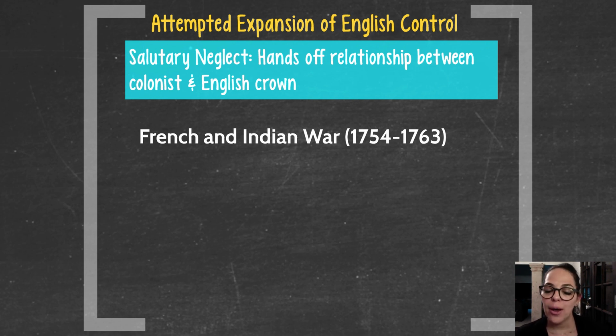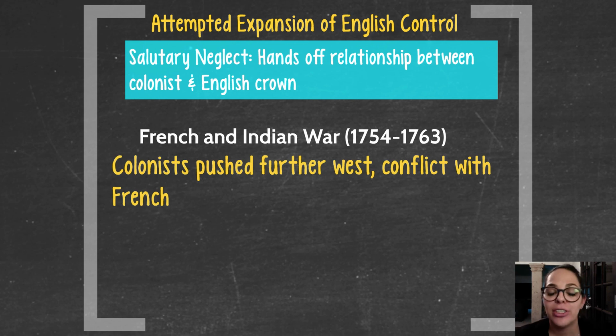So, as a consequence of the French and Indian War, where the English are trying to have more control, trying to take away some of those freedoms away from them, that's when the colonists are going to go, hey, wait a minute, we don't really like what's happening here. We don't like where this is going, and they start to develop these arguments against the attempted expansion of English control, okay? So let's talk about the French and Indian War, okay?